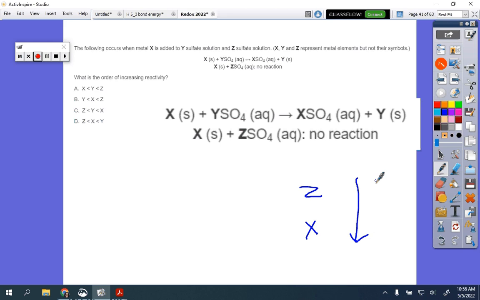Well, X can replace Y. So Y has to be below X. So we didn't even have to do the reaction between Z and Y because we already know if Y is below X, then it has to be below Z. Okay? So Y is less than X is less than Z. And that's the answer choice. I've seen several questions like this as a very possible question that would be in the multiple choice form. All right, moving on.